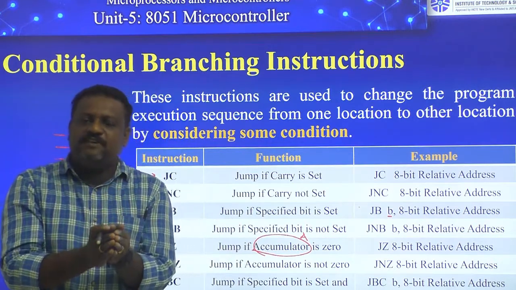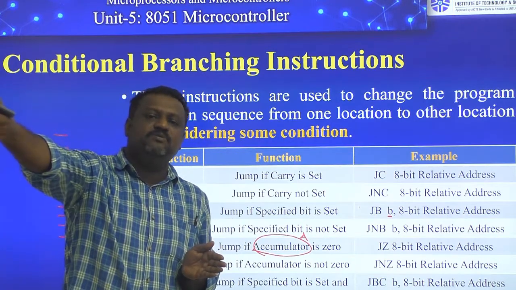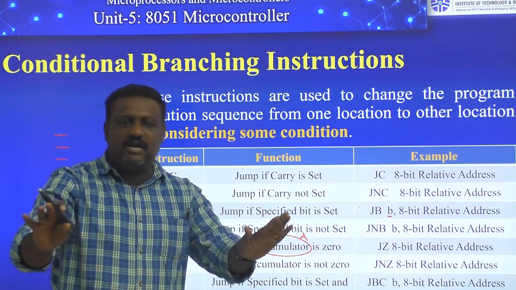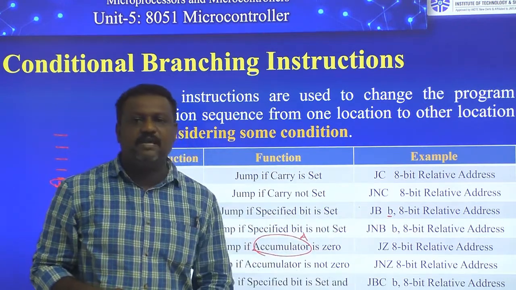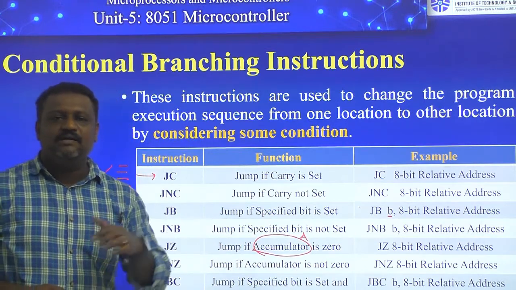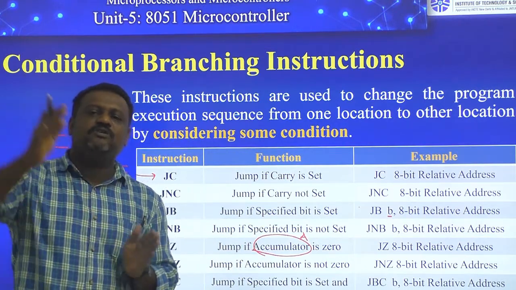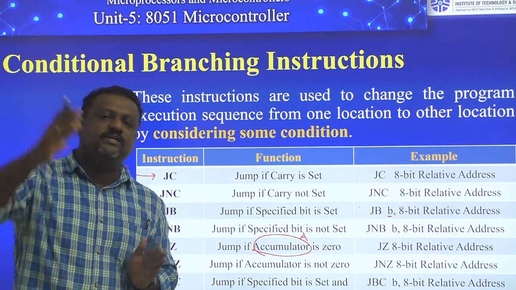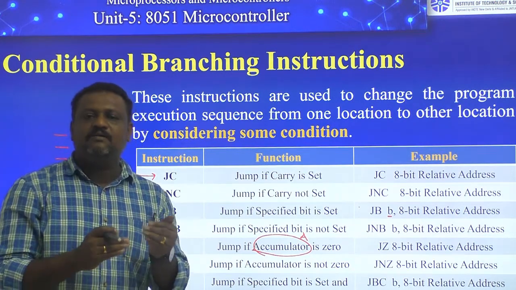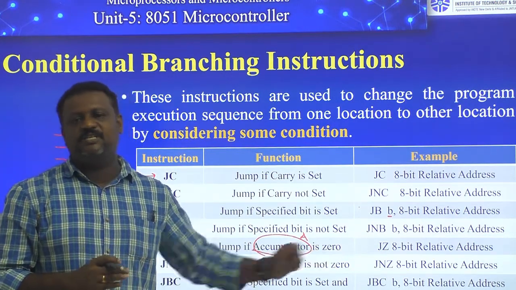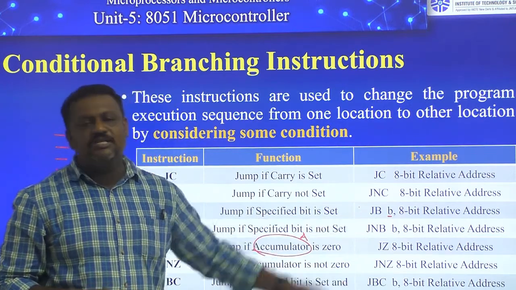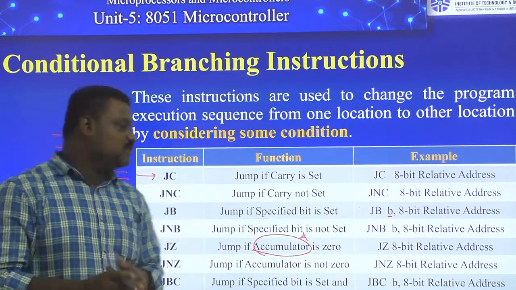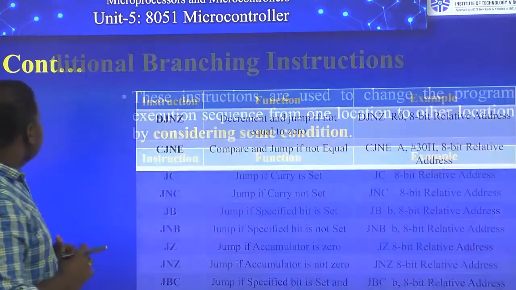Once the specified bit is set, we simply jump to the destination address. That is as it is in case of JB. The same thing is followed in JBC, but in addition to that, before considering a relative address to reach a destination, we have to clear the specified bit. So that's why the JBC instruction is an extension of JB. So that you have to remember.